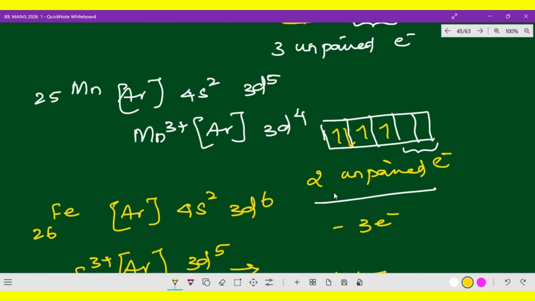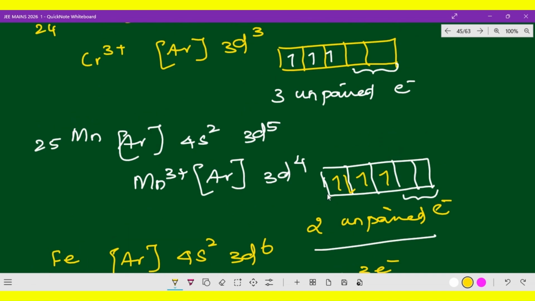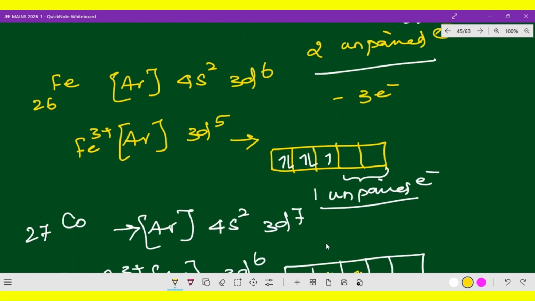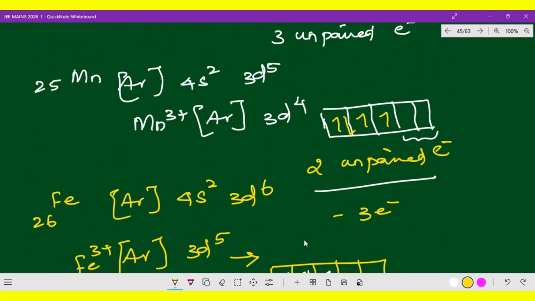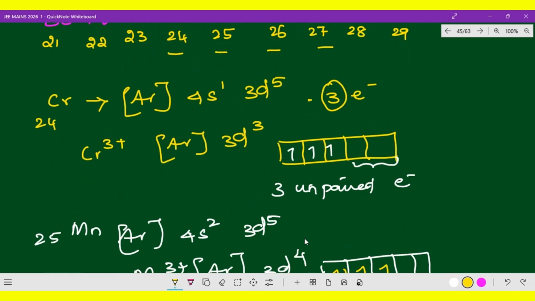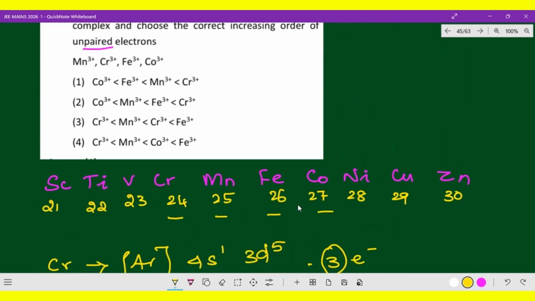So from here you can identify 3 2 1 0. According to that, first one 3 unpaired electrons, 2 unpaired electrons, the next one 1 unpaired electron, and no unpaired electron. So according to the options, first chromium has 3 unpaired electrons. Manganese has 2 unpaired electrons. Iron has 1 unpaired electron. And cobalt has 0 unpaired electrons. 3, 2, 1, 0, so in increasing order 0, 1, 2, 3. So option 1 only is exactly correct.